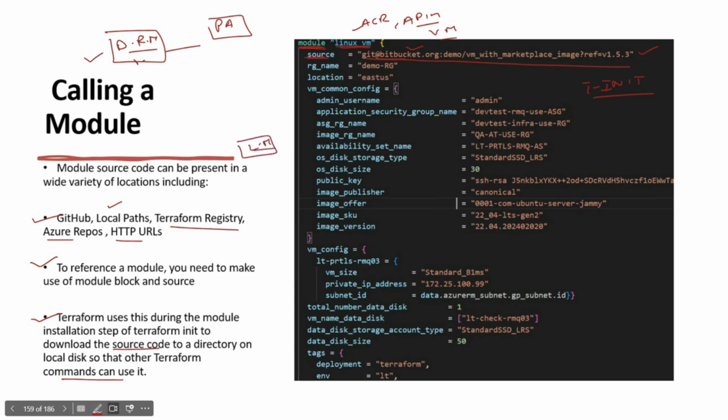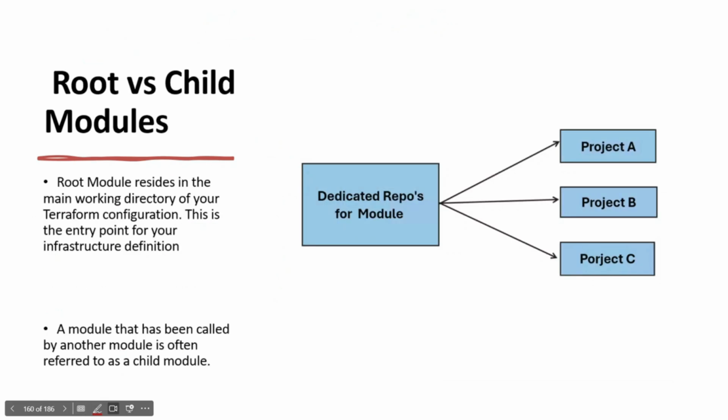And at the runtime, we have to pass all the values, whatever variables we have created, and we are good to run Terraform plan and Terraform apply. Okay. So in this case, we only have to pass the required values and we are good to create the resource. We don't need to write any resource block from scratch. Okay.